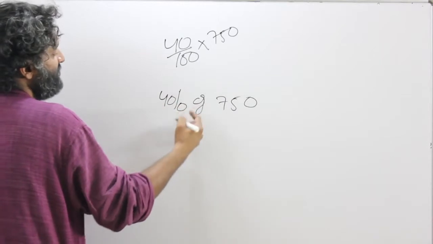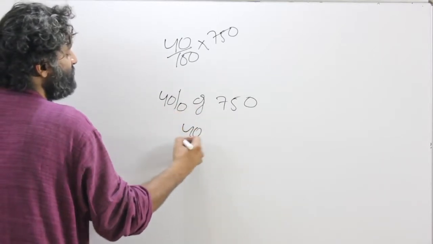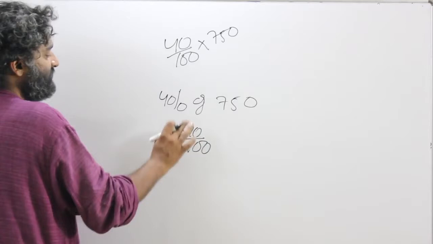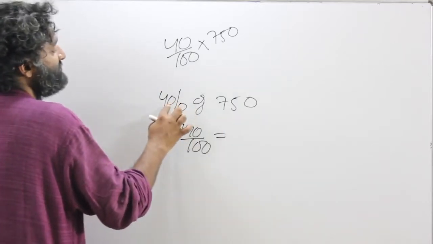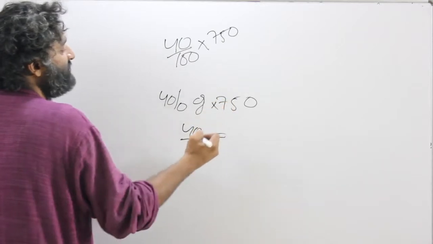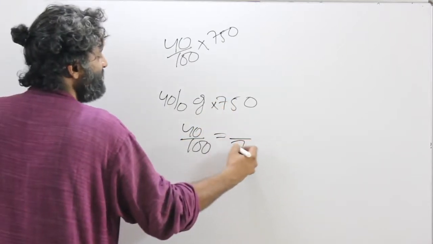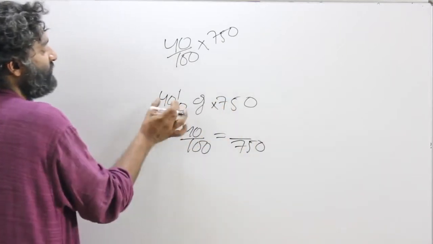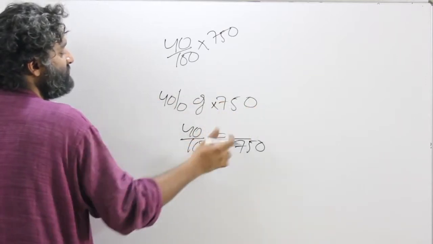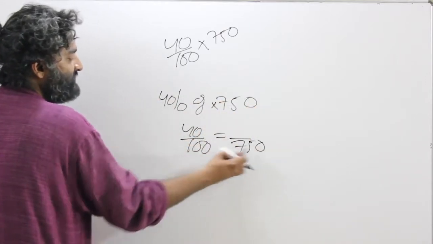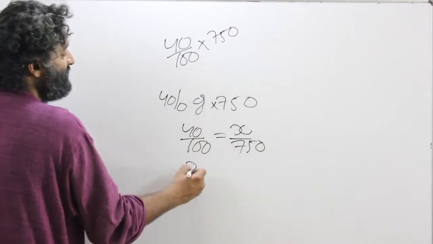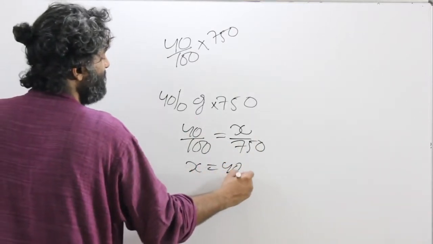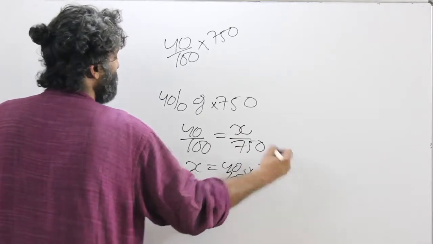So 40%, right? 40% means I already know that there is 40 and 100. And the relationship between 40 and 100 is the same as it says, 40% of 750. So 750 is the base here. Why? Because the operator is working on this term. So I will put 750 in front of 100, and this is what I want to find. So I will get x is equal to 40 by 100 into 750 and I'll get my answer.